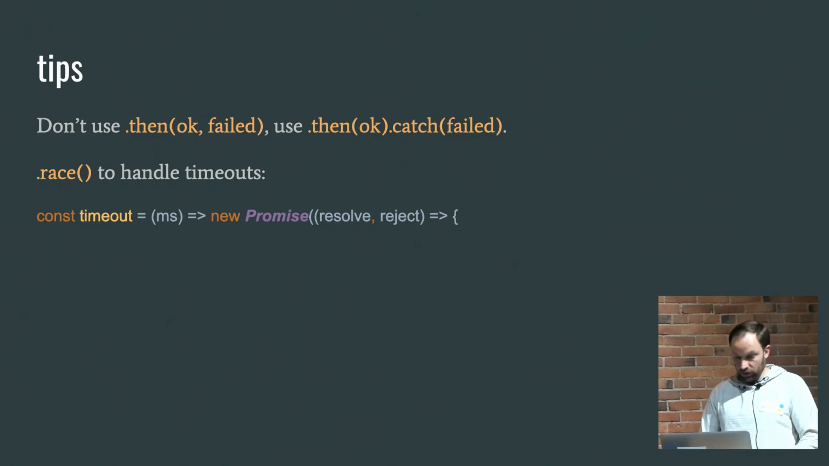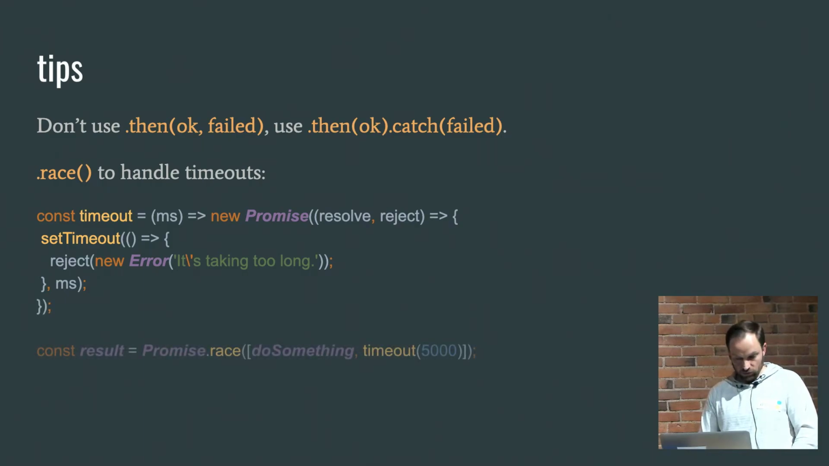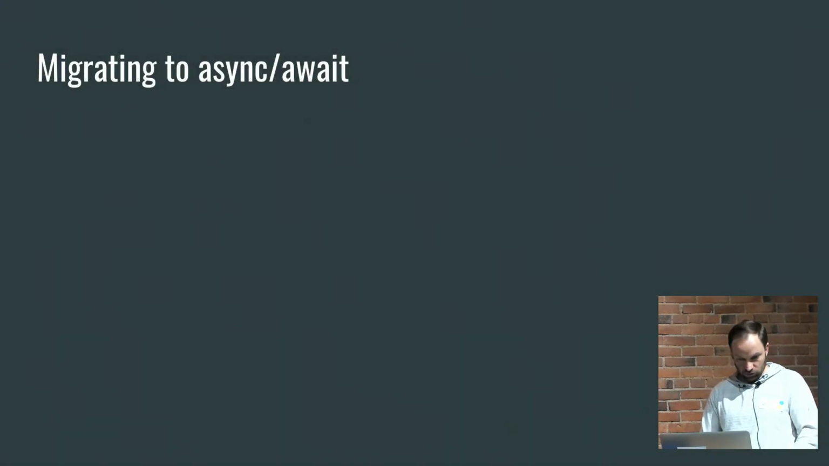Okay, race is very useful for handling timeouts. For example, if you have an API or a library where you can't change the timeouts, or there is no timeout, you just create a promise that fails after a set amount of time. After that, you just do race. You do your request and just include your timeout. And that's how you can finish sooner, on timeout.